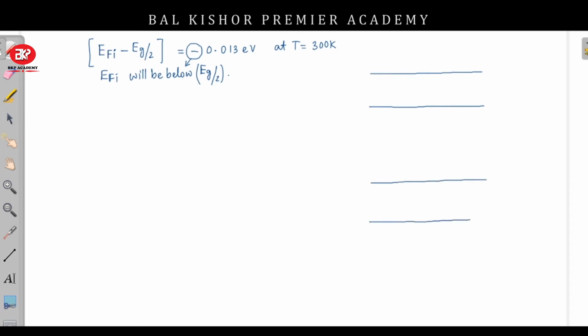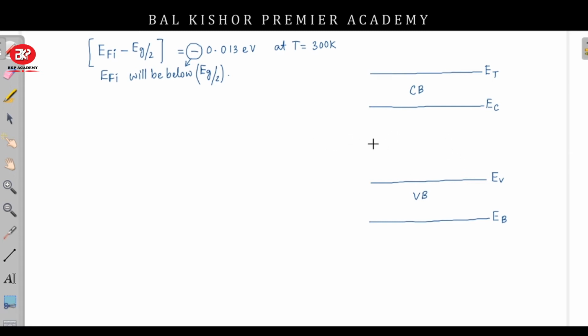So if this is the conduction band, and if this is the valence band, then we can say the minimum energy of the conduction band is EC, and the maximum energy level related to the conduction band is the E top. The maximum energy level related to the valence band will be the EV, and the minimum energy level related to the valence band is the EB.